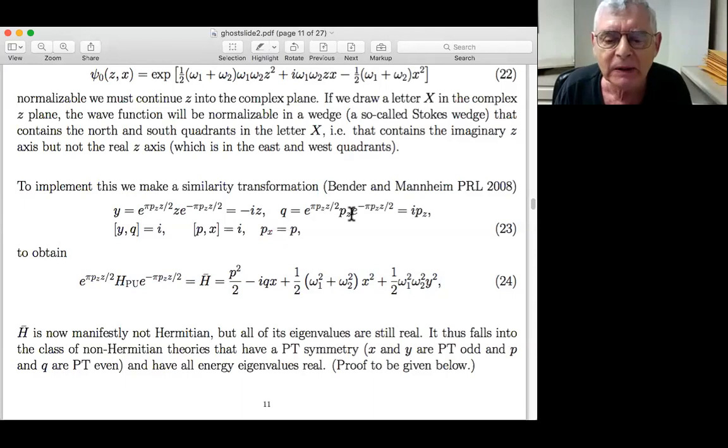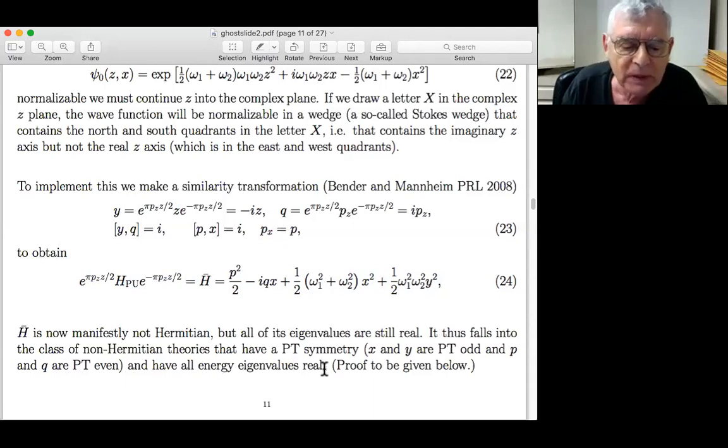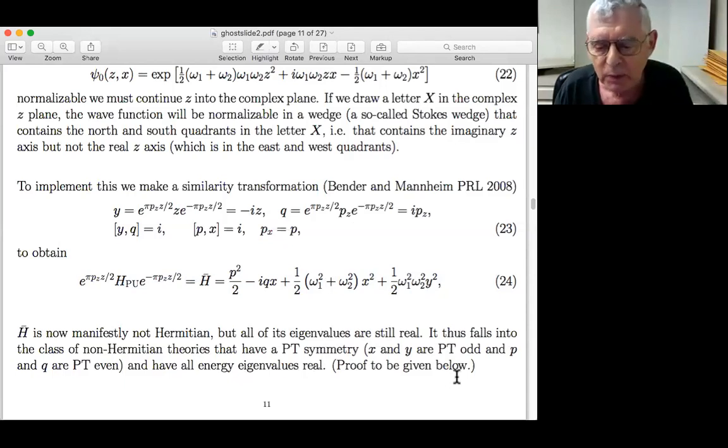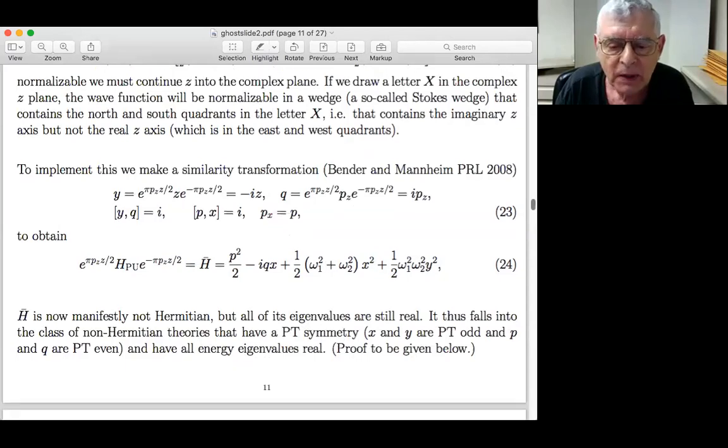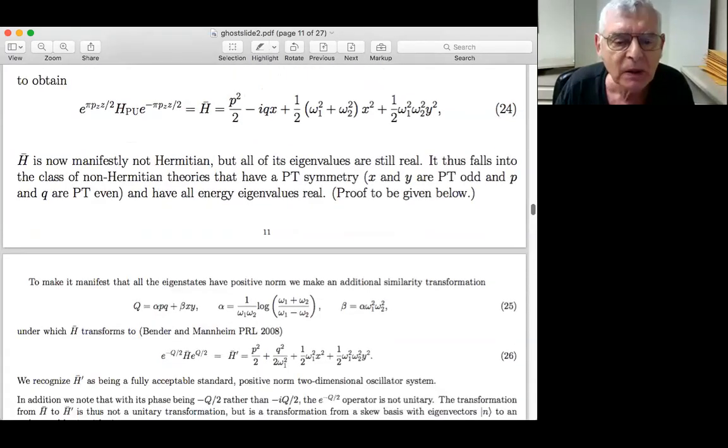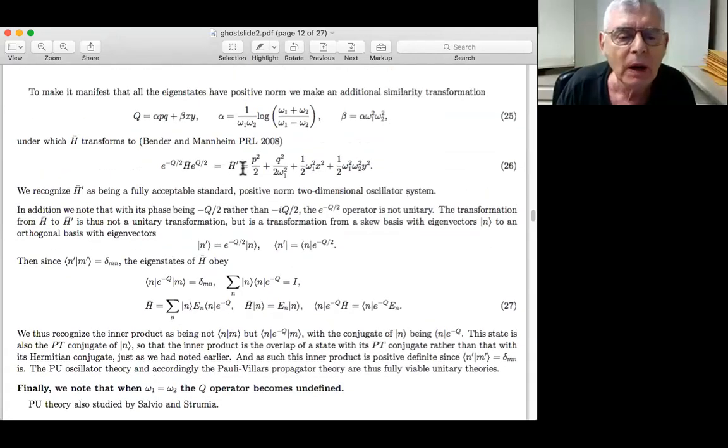However, similarity transformations can't change energy eigenvalues. Therefore, if the energy eigenvalues are already real, they stay real. And so hermiticity is seen as only being sufficient to give real eigenvalues, but not necessary. And indeed, and I'll give you the proof in a moment, the theory has an antilinear PT symmetry, and under the PT symmetry, all the energy eigenvalues are real. But now what do we do with the minus iqx? Well, we make a second similarity transformation. We introduce an operator Q, we apply it to H, and we obtain an action p squared plus q squared plus x squared plus y squared.